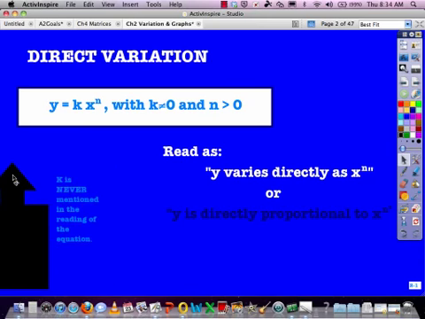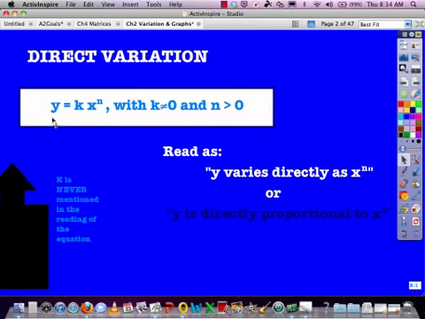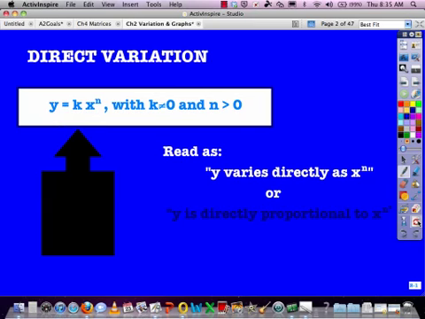K is never mentioned when we read the equation. You probably noticed that. So again, y varies directly as x to the n. So we said the y value varies was our equal. We didn't say k, and then we said the variable and its power. Okay, so in reading, we are never going to mention that k value. It is called the constant because it stays constant throughout your entire work with that equation.